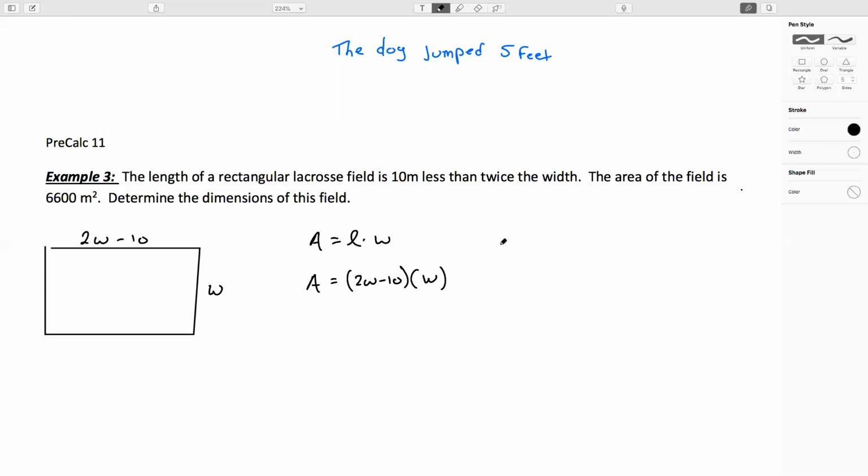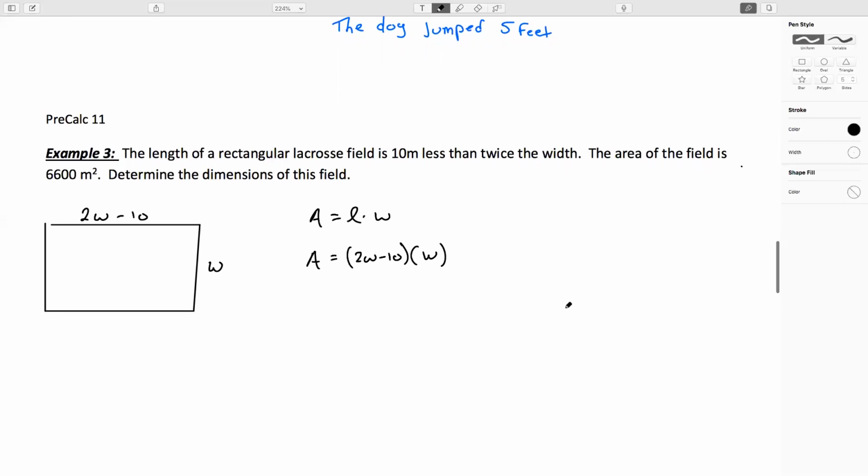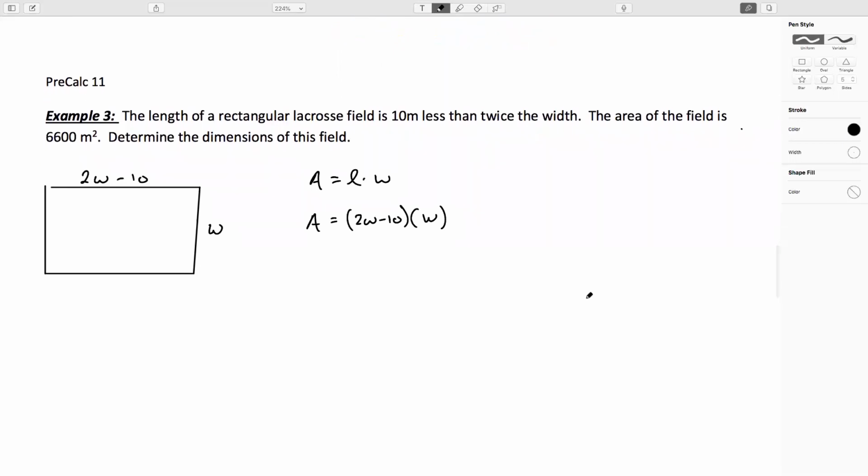I've got to expand the brackets. And I also have to use an area of 6,600 meters squared. So I'm just going to leave it as A for now. We'll expand the brackets first. We have to do 2W times W, so 2W squared minus 10 times W minus 10W.